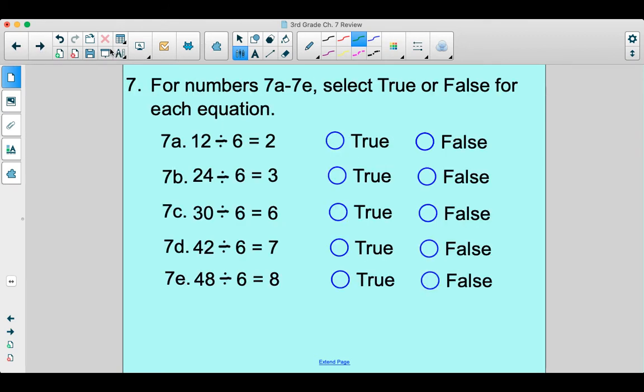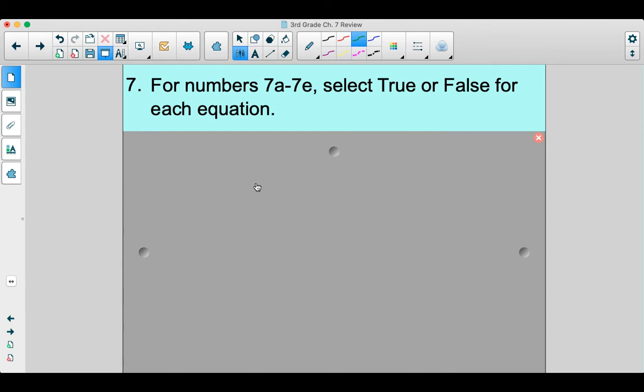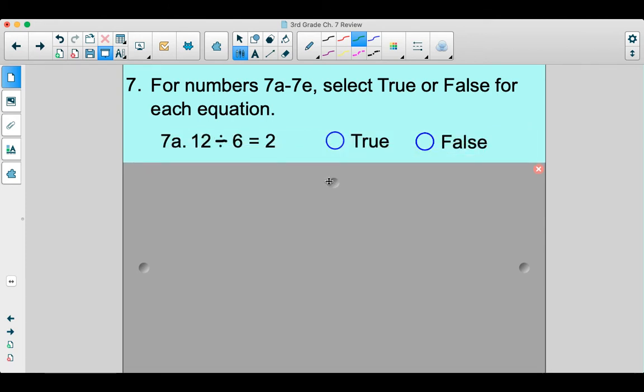Moving on, number 7. Ooh, there's so many things here. Let's cover, for numbers 7a to 7e, select true or false for each equation. All right, here we are. 12 divided by 6 equals 2. Well, if you have 12 things and you put them into groups of 6, you will have 2 groups of 6, right? So that would be true.